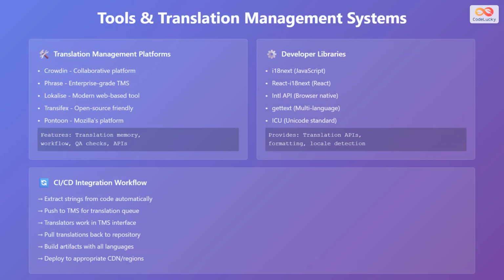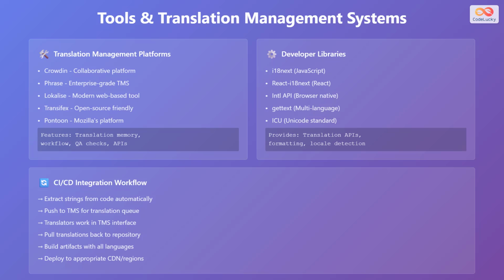Several tools simplify i18n implementation and management. Translation management platforms like Crowdin, Phrase, Lokalise, Transifex, and Pontoon provide collaborative translation interfaces with translation memory, workflow management, quality assurance checks, and API access.